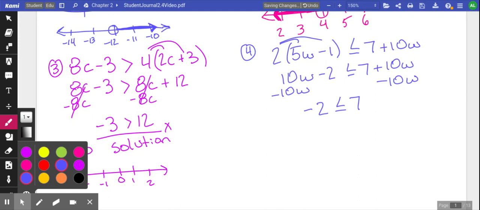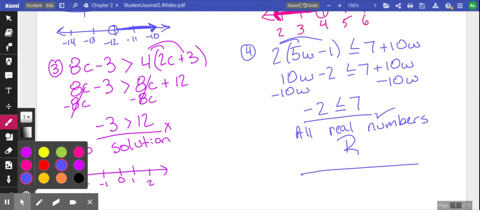Now don't be tempted to treat this like an equation and think, well, negative 2 is not 7, and throw out the answer. It's saying, is the inequality true? So is negative 2 less than or equal to 7? Yes. So when the inequality is true, we don't say infinitely many solutions. We say all real numbers, which you'll sometimes see shortened to a big R. All real numbers, or just R.